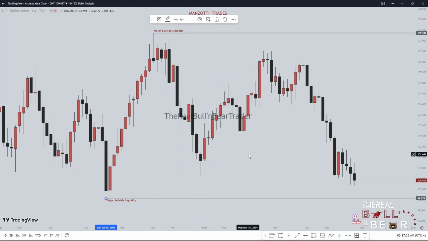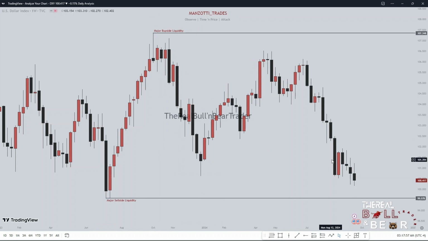Yeah, so now I think we can see where the market will throw to. So it's very simple, you see. In the weekly chart, we are bearish, right? So we are waiting for it to take this major sell side liquidity.